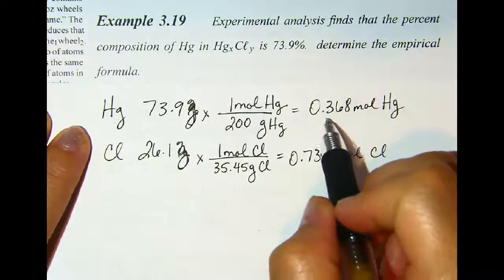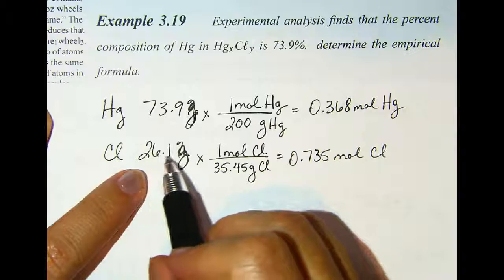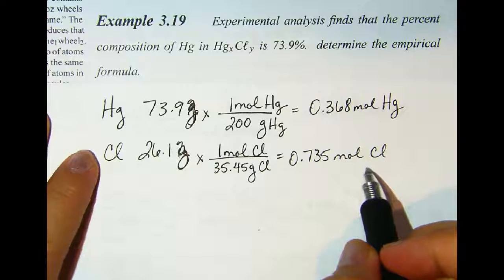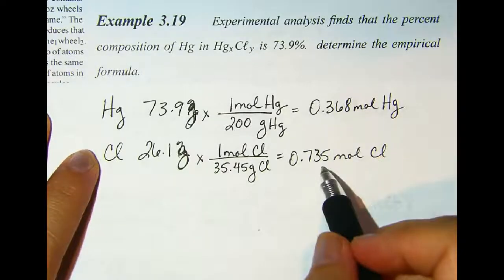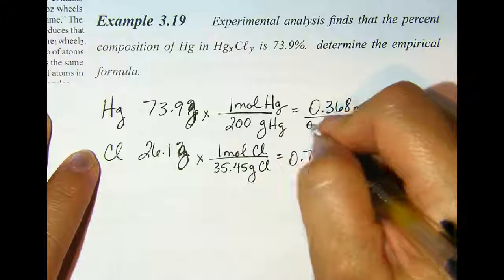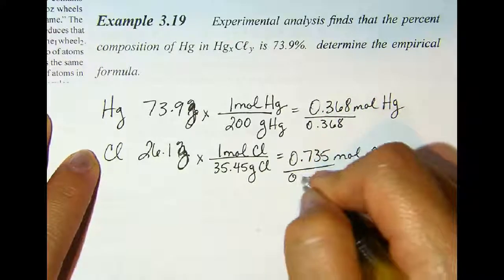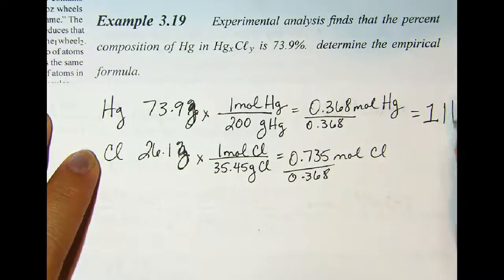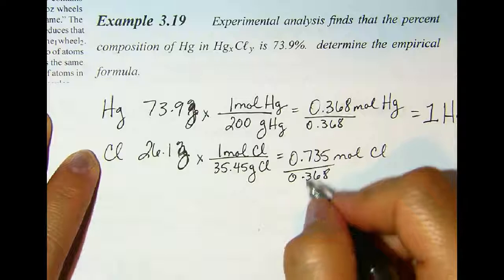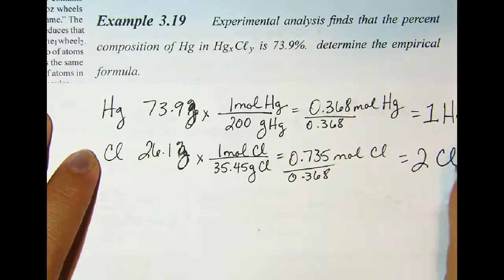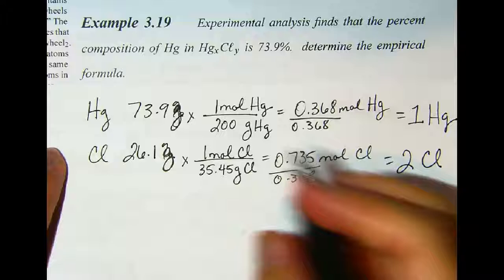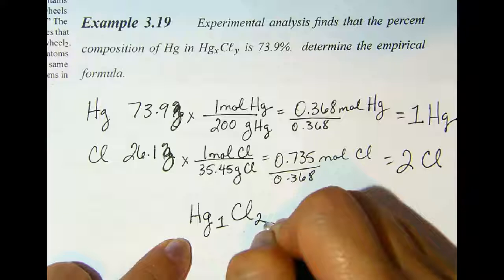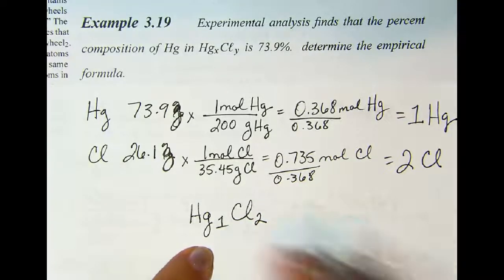73.9 divided by 200 gets us 0.368 moles of mercury, and 26.1 divided by 35.45 gives us 0.735 moles of chlorine. So now I want to divide them each by the smaller of the two, and the smaller of the two is 0.368. 0.368 divided by 0.368 is going to equal 1, which tells me that there's 1 mercury in the formula, and 0.735 divided by 0.368 is going to equal 2, which tells me there are 2 chlorines in the formula. And so we have an empirical formula of Hg1Cl2, though we don't normally write the 1.